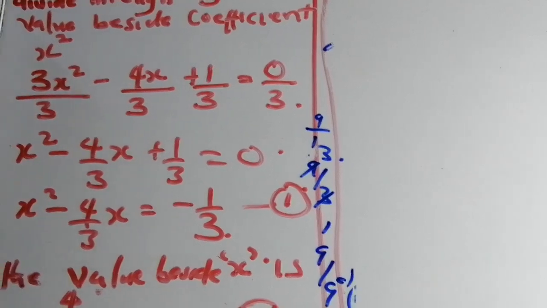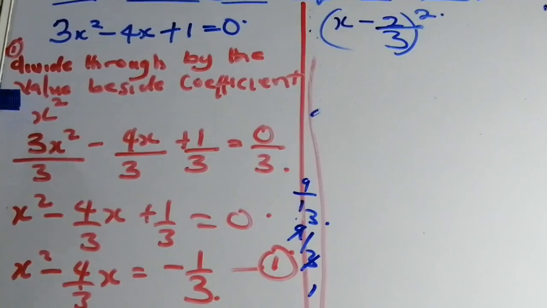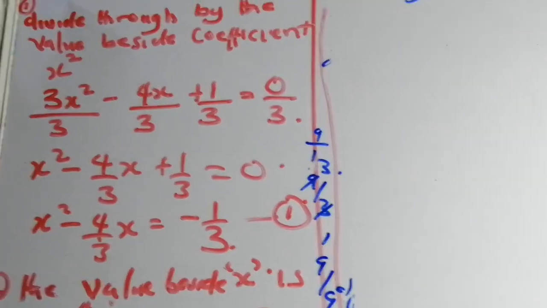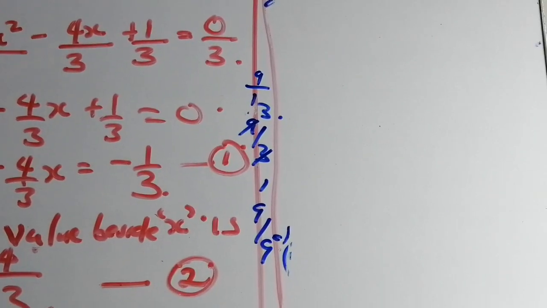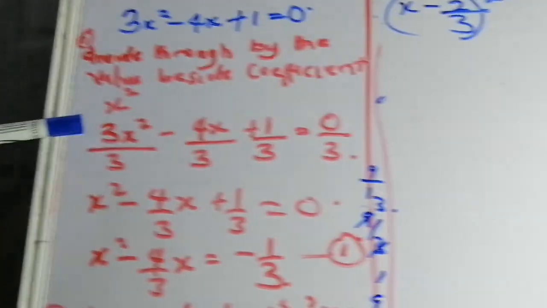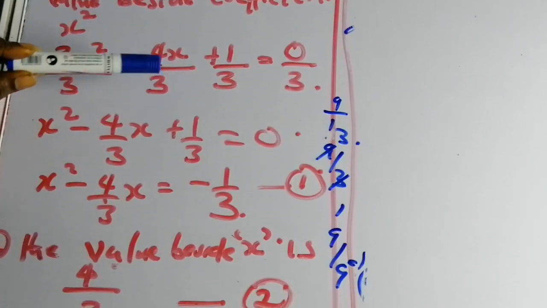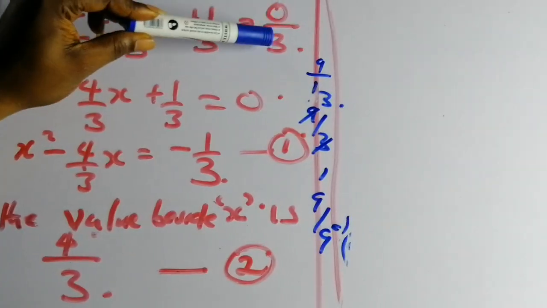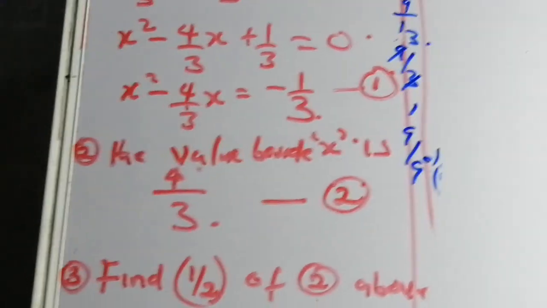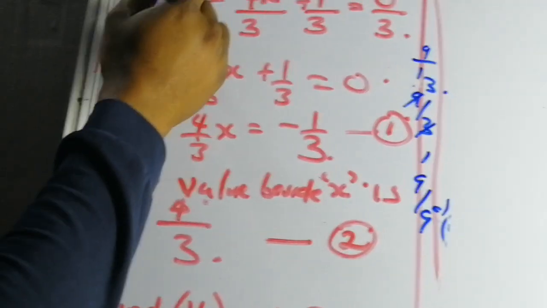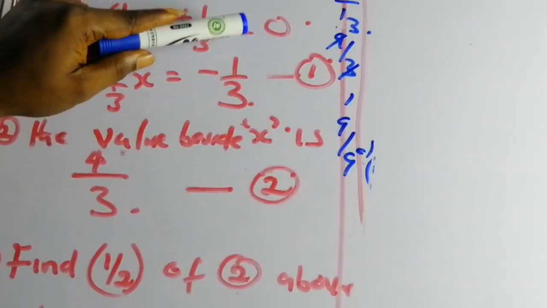The first thing you need to do, step one: divide through by the value beside the coefficient of s squared. What is the value beside the coefficient of s squared? It is 3. Divide through the equation, which is the same thing as 3s squared over 3 minus 4x over 3 plus 1 over 3 equals 0 over 3. So now, when you divide through, 3 will cancel 3. That is 3 here, 1, 3 here, 1. So x squared minus 4 over 3x plus 1 over 3 equals 0.